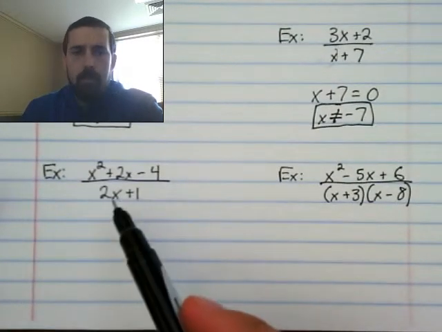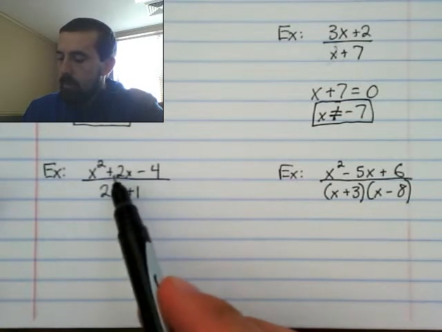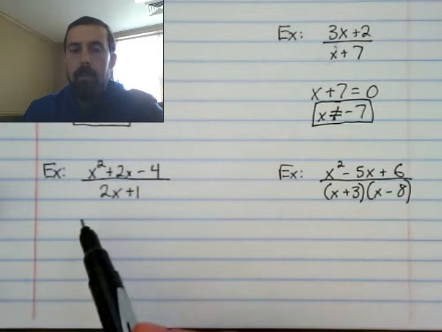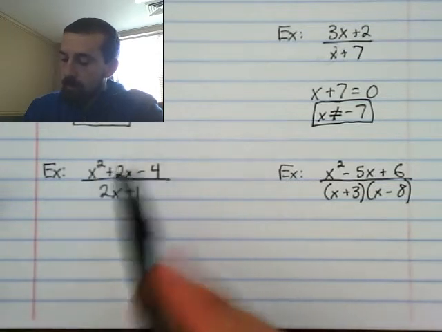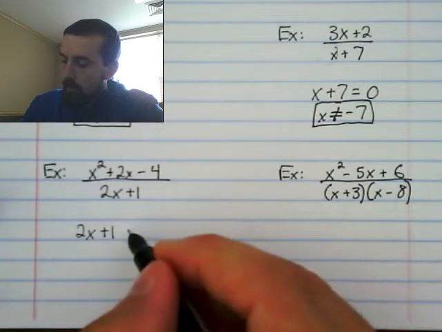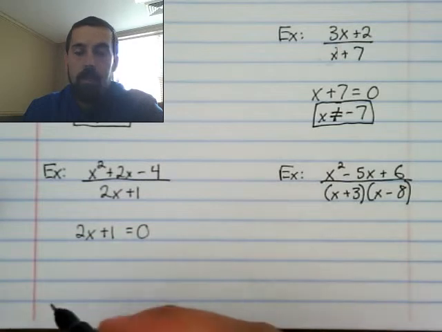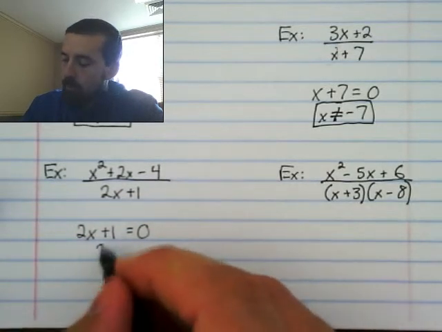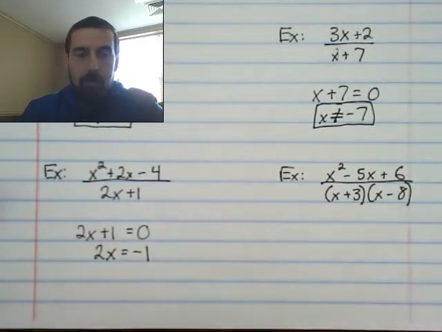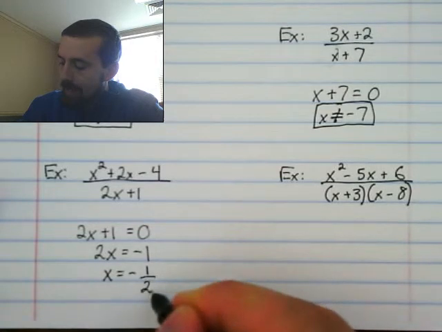Let's go into one more. It's a little more complex here. We have x squared plus 2x minus 4 over 2x plus 1. Again, we're not concerned about the numerator up here. We're concerned about this 2x plus 1. We're going to set it equal to 0, and now we have a linear equation. Again, this should not be hard. We're going to subtract 1 from both sides to get 2x equals negative 1, and then we're going to divide by 2, which gives us x equals negative 1/2.